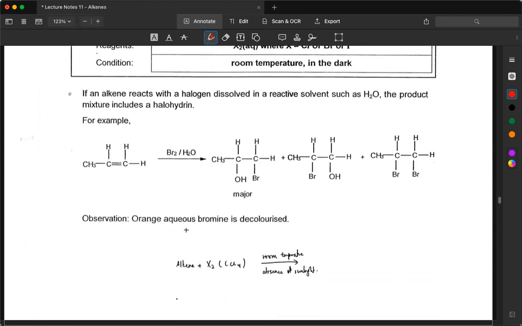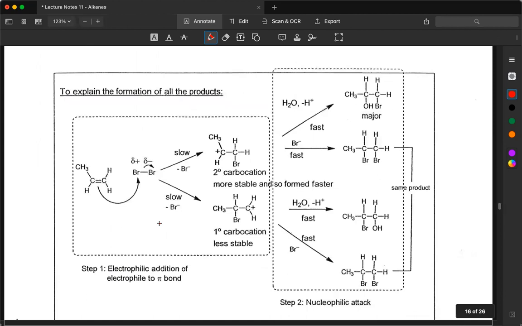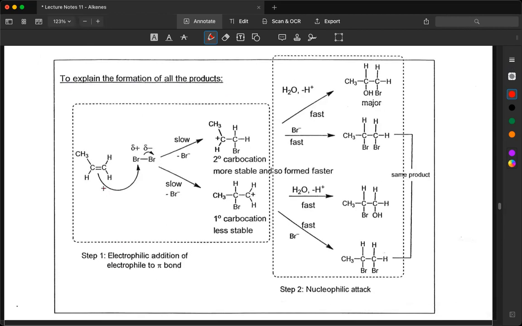And the orange aqueous bromine is decolorized. Okay, it's still decolorized. So to explain the formation of all the products, let me go through. Now in step one, there's electrophilic addition of the electrophile, this one, to the pi bond.